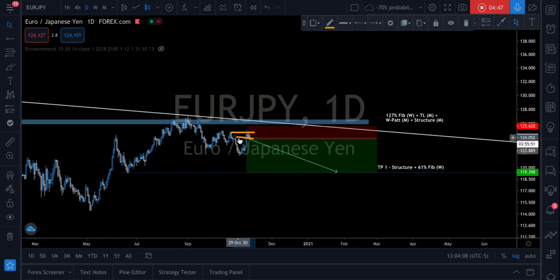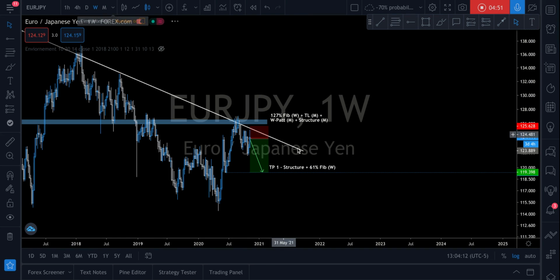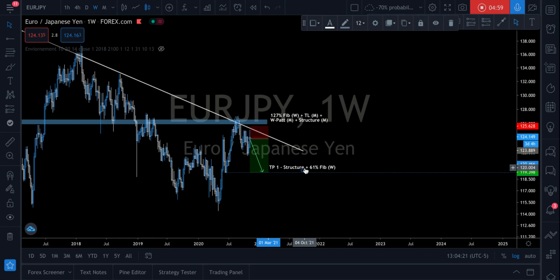But if we take a look on the higher time frames, just real quick, back on the weekly and monthly, you can see that we do have this descending trend line with a healthy retracement. So it's likely for us to continue towards that target structure, or that TP, which is our structure and a 61 fib of this particular leg. So hopefully this is making sense for you guys, and you're following along and learning along the way.